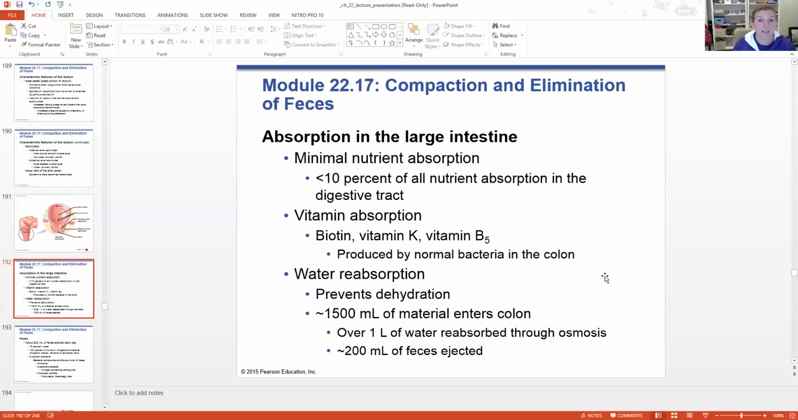Biotin, B5, vitamin K, these are all vitamins that are produced by the normal bacteria that just live in our colon. They're symbiotic. They just live there.